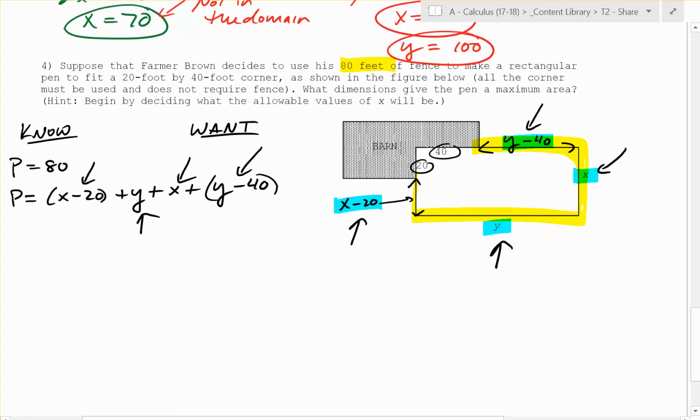So you want to maximize area again. So again, we're looking at A equals x times y. But again, we can't differentiate that yet because we need to substitute in.